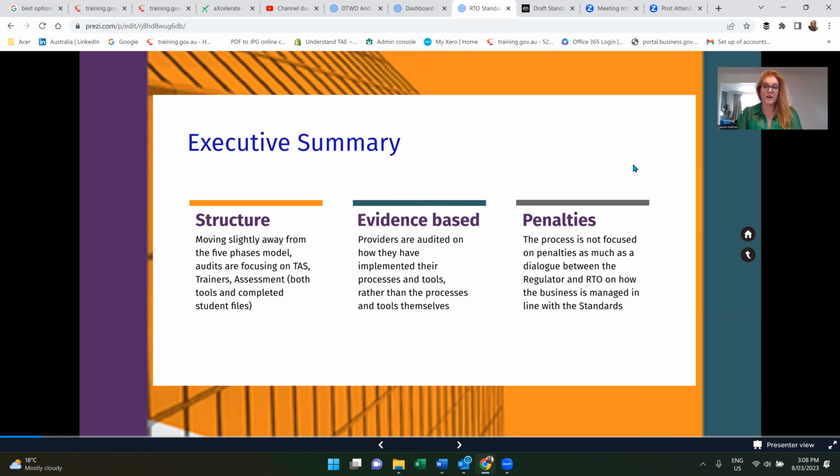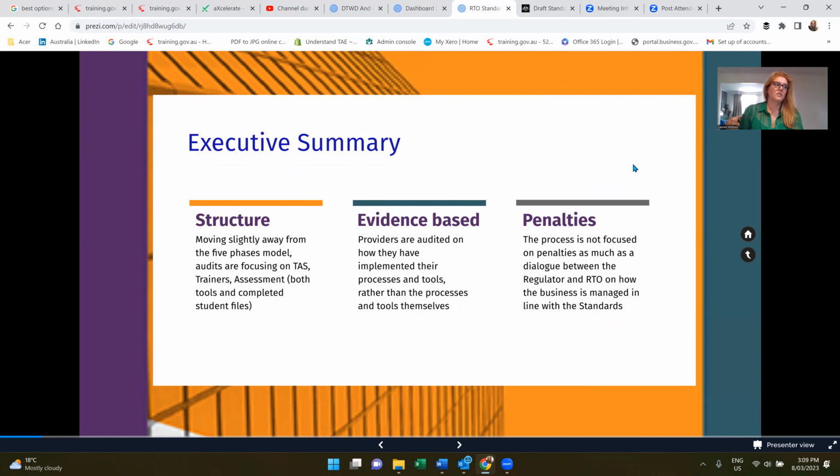And the completed student files are a bigger and bigger component, and the way that they're going about getting the information as to who they audit, they are a lot smarter about how they get that information. They're doing it much more in line with what we've seen previously in state funding-based sorts of audits. It is still very much an evidence-based audit. Providers are audited on how they have implemented their tools and their processes rather than the processes and tools themselves.